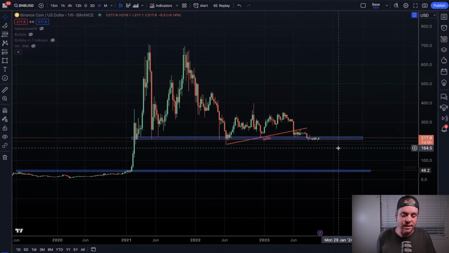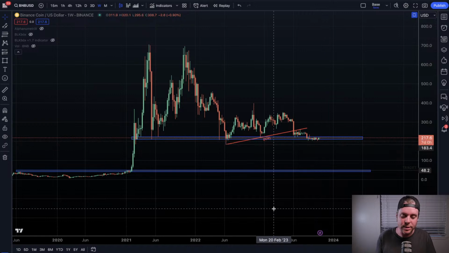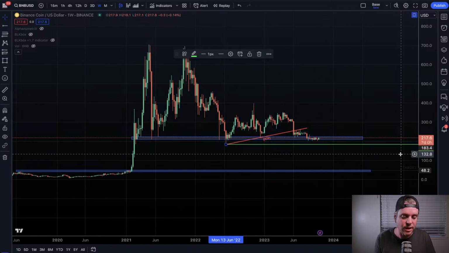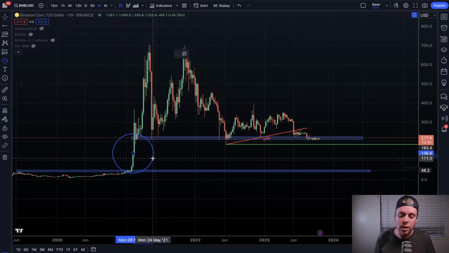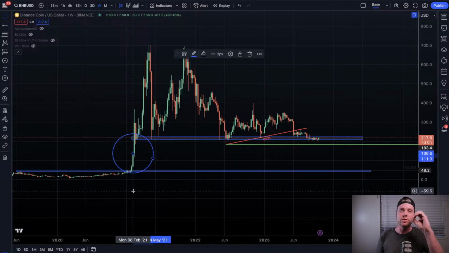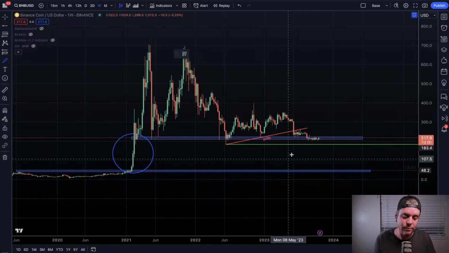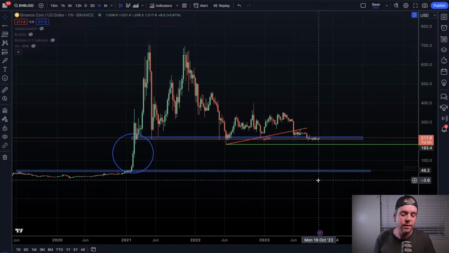If we lose this level, 217 is the current price. If we lose this level, let's say if we take out this wick back here at 183, there is nothing. There is no structure that has been built. Zero structure has been built on the way up. When zero structure has been built on the way up, it means that it's a huge vulnerability on the way down. So if we lose that level, we'll see you at $40. Pretty simple TA on BNB.